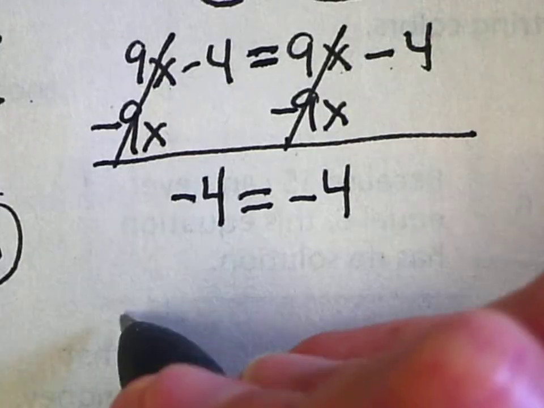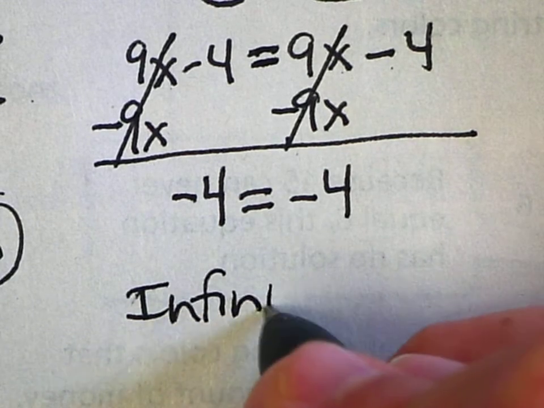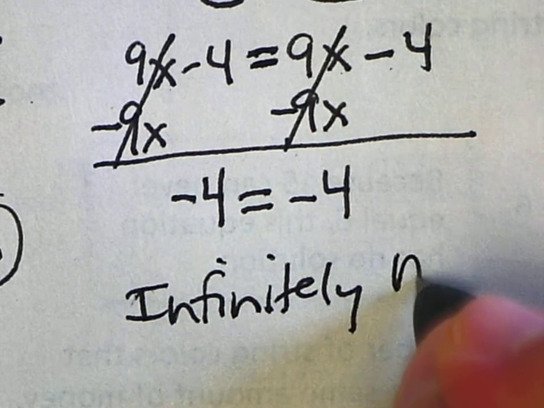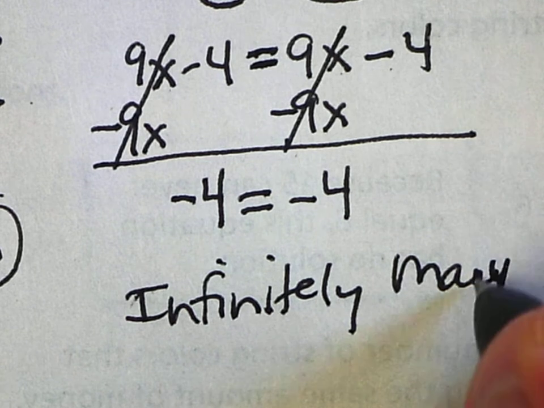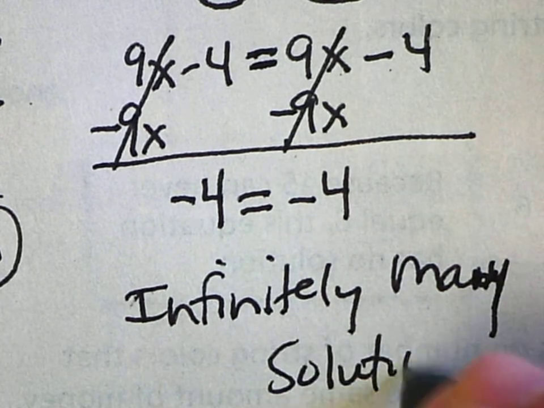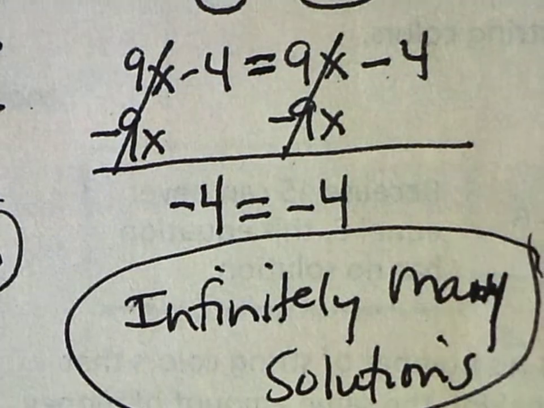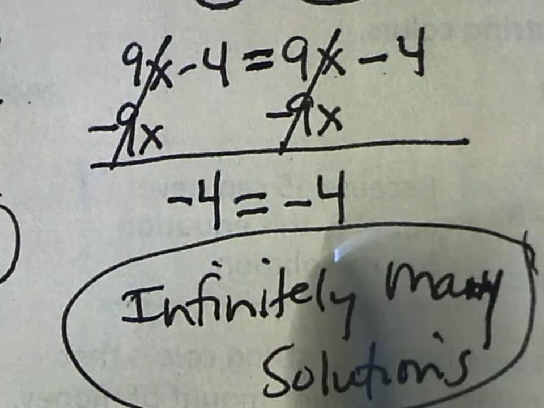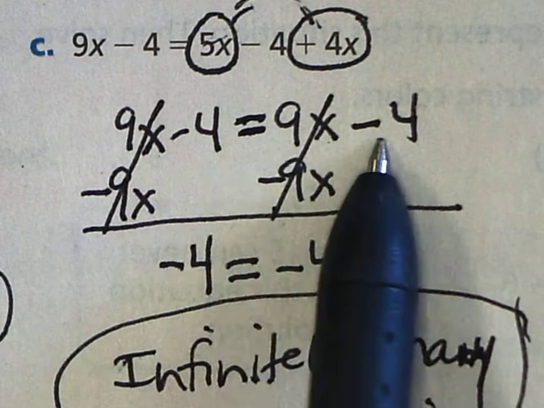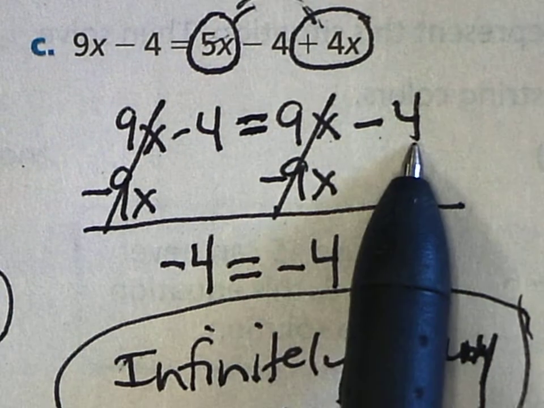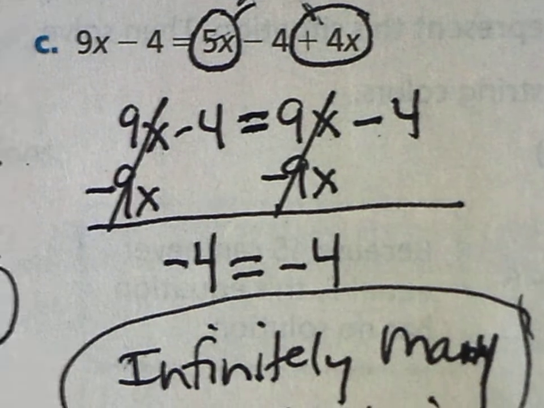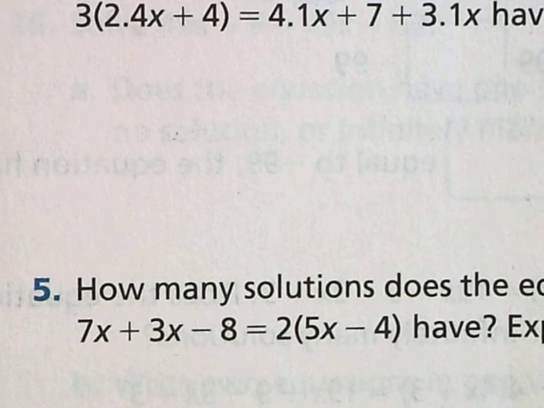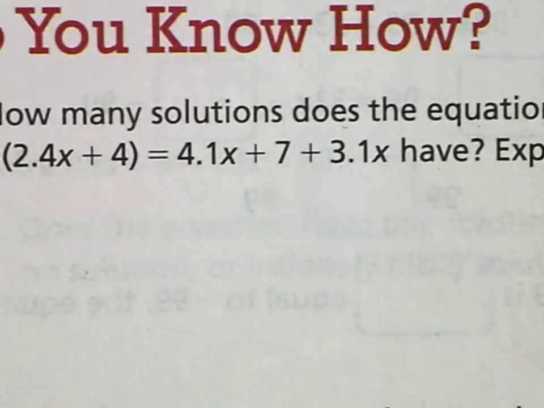Since that is a true statement, then this would be infinitely many solutions. Infinitely many solutions would be my answer because I got a true statement. And you could also stop right here if you see that that is true right there. Same thing. Okay, let's try just a couple more of those. So now I'm back on page 107 where I started before.